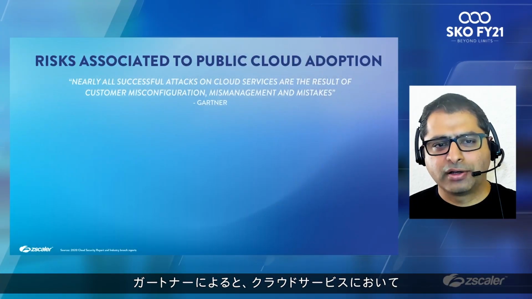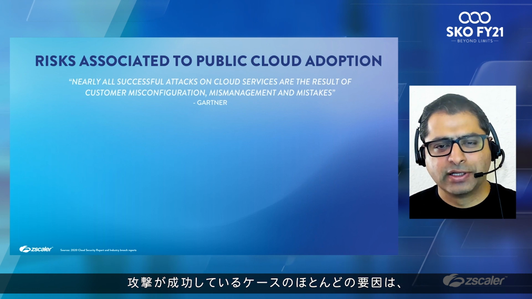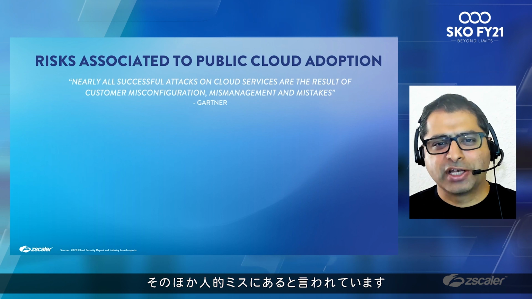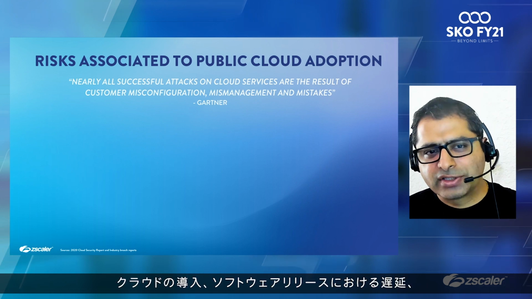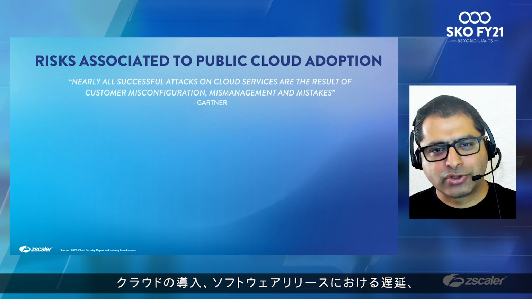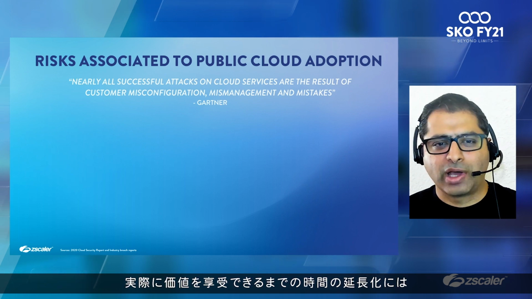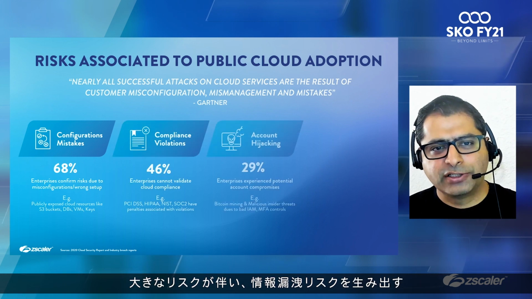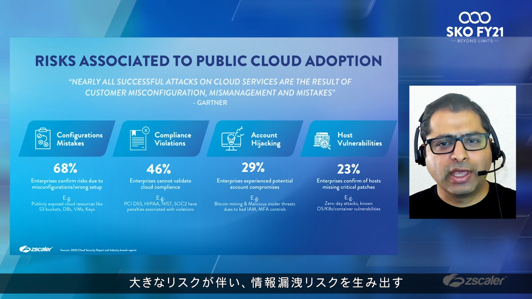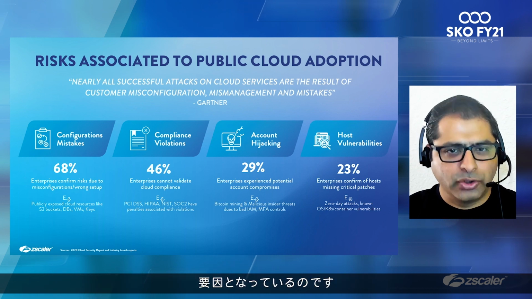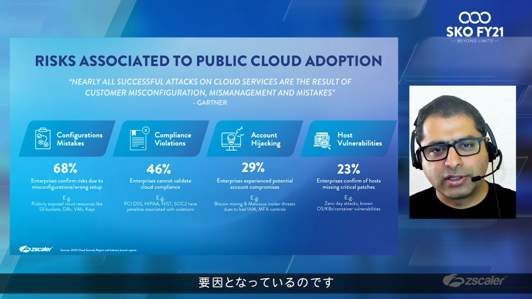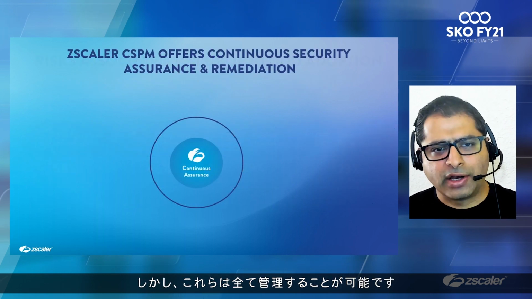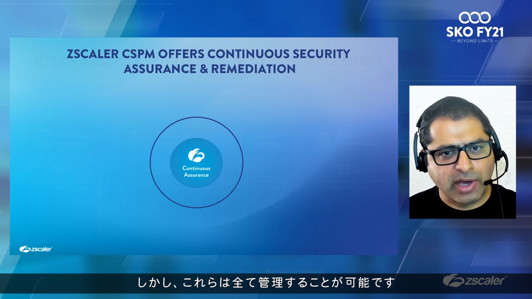In fact, Gartner says that nearly all successful attacks on cloud services are the result of customers' misconfigurations, mismanagement, and mistakes. There are major risks associated to cloud adoption, slowing down software releases and realizing time to value. These are usually misconfigurations, compliance violations, account hijacking, and host-based vulnerabilities. They continue to plague the businesses and are usually the root causes of acknowledged data breaches. And the interesting part is that all of these are entirely preventable and can be managed well.